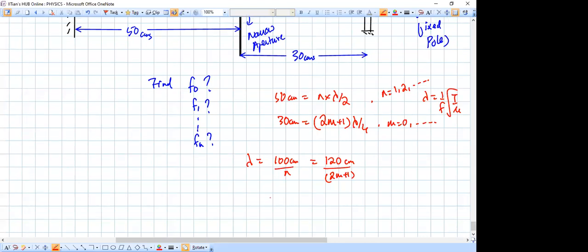So we can see that these two numbers 2m plus 1 and n have to be such that their ratio is 120 by 100, is it? So that is 6 by 5. Now see, this is not possible.